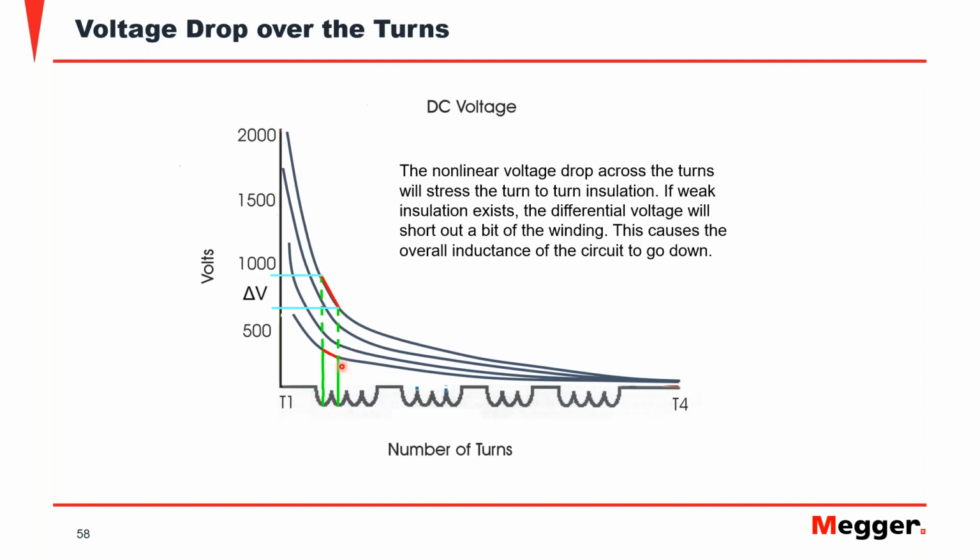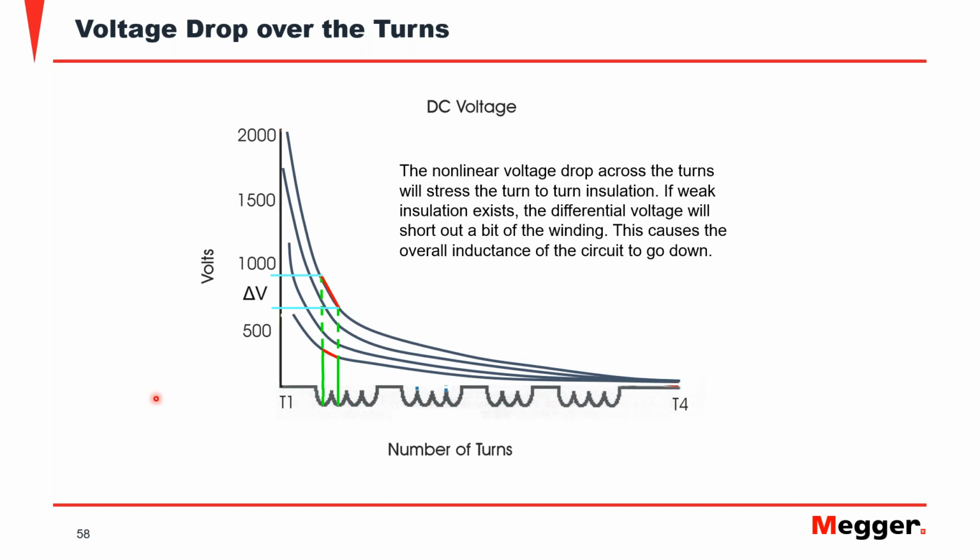Now, I forgot to mention one thing. See how the distribution of voltage is non-linear across the winding. T1 would be the side of the terminal that's closer to where we are injecting the voltage, and T4 is the side of the terminal closer to ground or closer to the neutral, depending on how we have connected the system here.